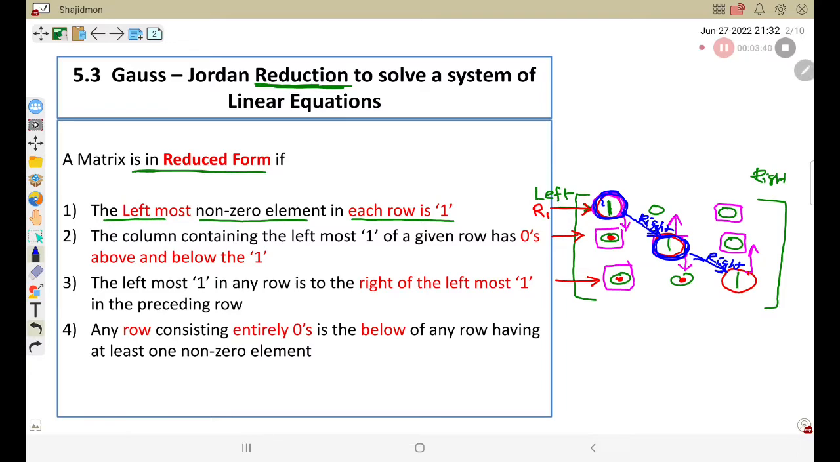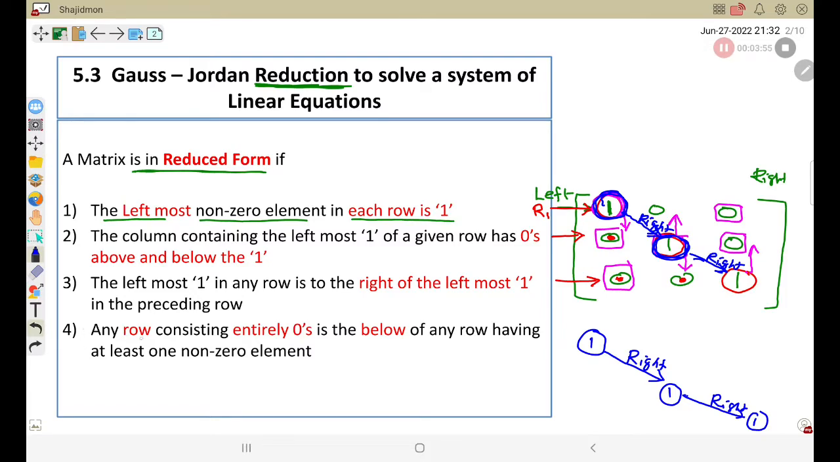Here the 1 should be on the right side, not the left side. The next row's 1 should be to the right of this 1. This is the third condition.